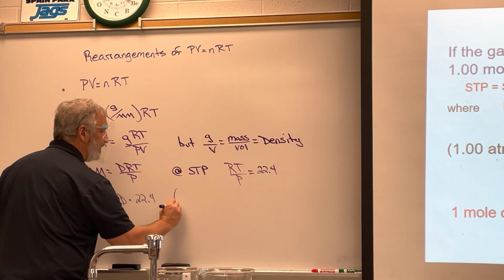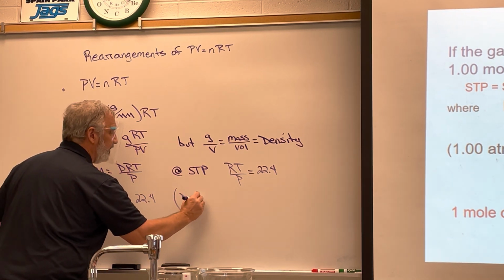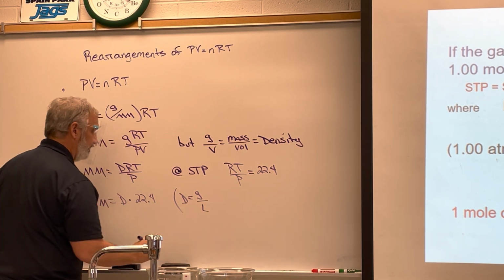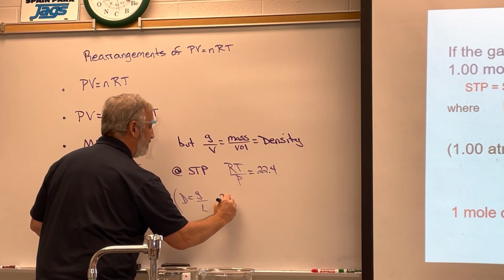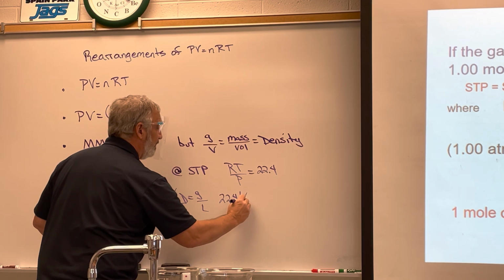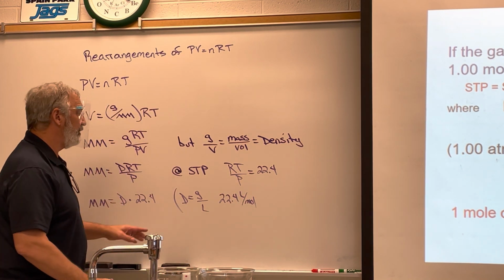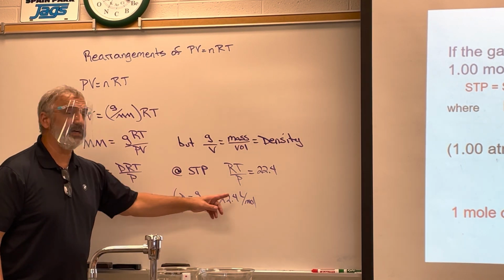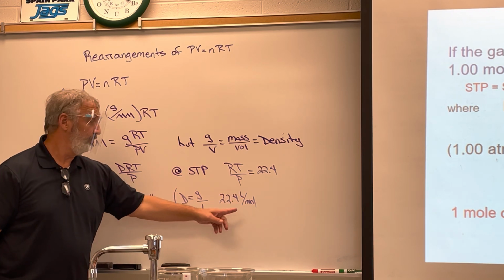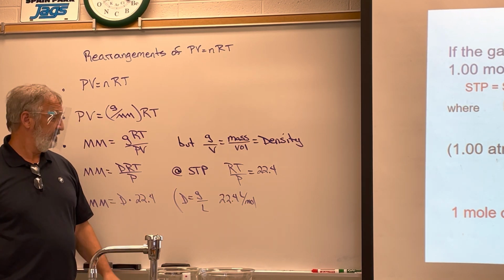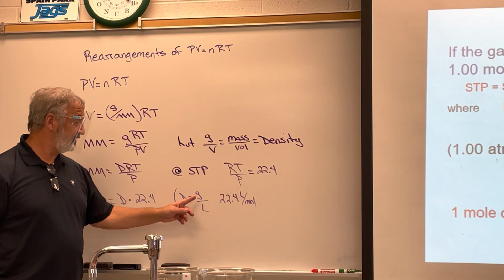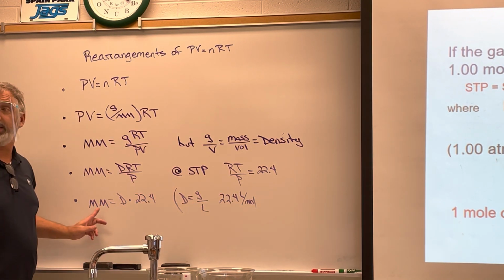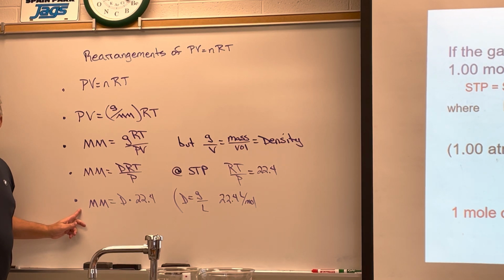Now, just so you know, density is equal to grams per liter, and 22.4 is liters per mole. So if I multiply grams per liter times liters per mole, what do I get? I get grams per mole, right? Which is molar mass.